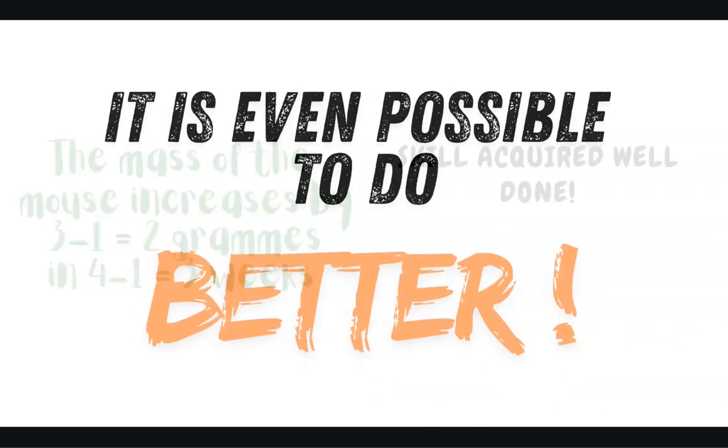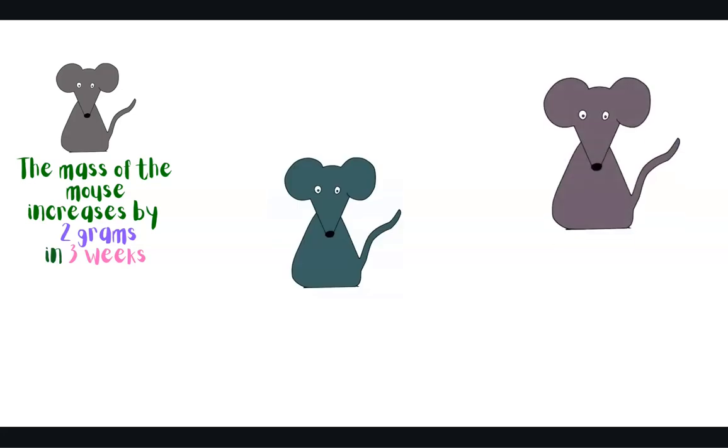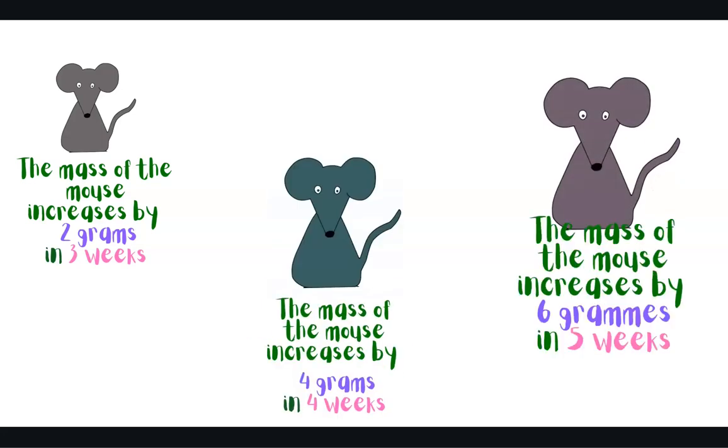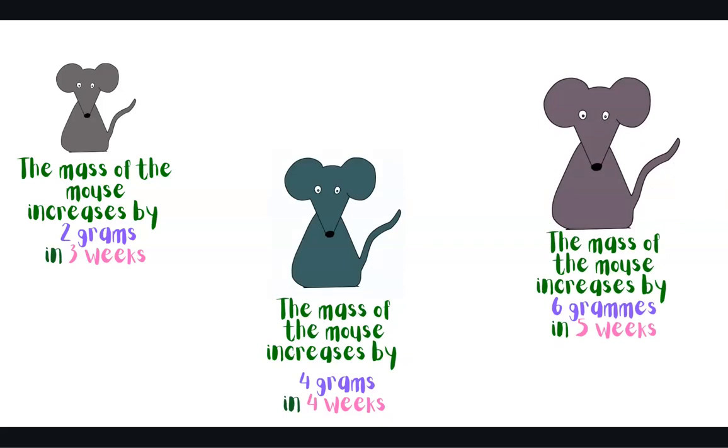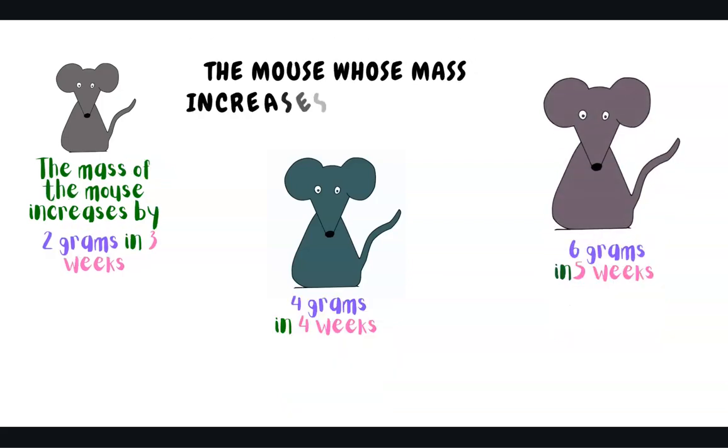That's already good, but we can still be more precise. Imagine that in addition to weighing this mouse, other scientists have done the experiment, and some found that one of the mice grew by 4 grams in 4 weeks, or that another mouse grew by 6 grams in 5 weeks. It will be complicated to know which mouse's mass increases the fastest. To know this, we will have to do a small calculation.